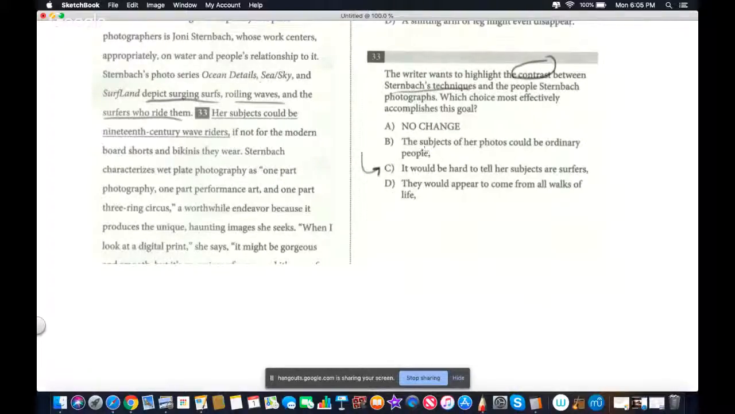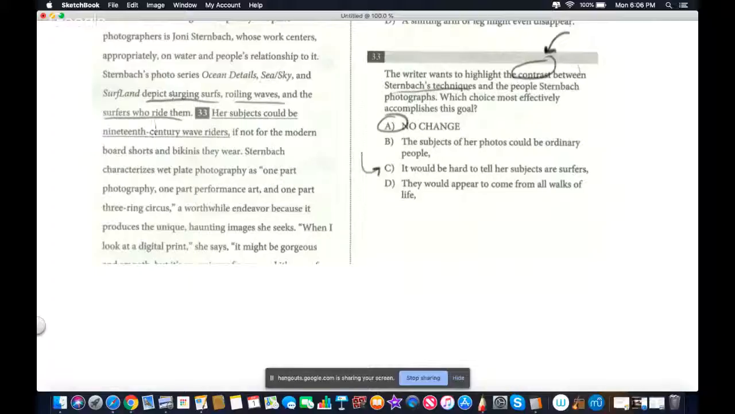To say it would be hard to tell that her subjects are surfers if not for the modern board shorts and bikinis they wear, there's no real contrast between the technique. Now, by the way, the technique is this old form of photography. And that old form of photography we learned earlier in the passage is from the 19th century. But the really important part is to think about the contrast here. The correct answer is the original.